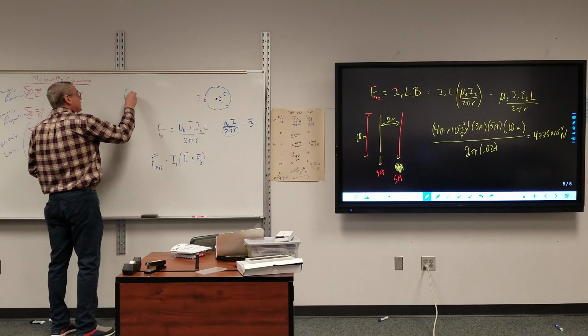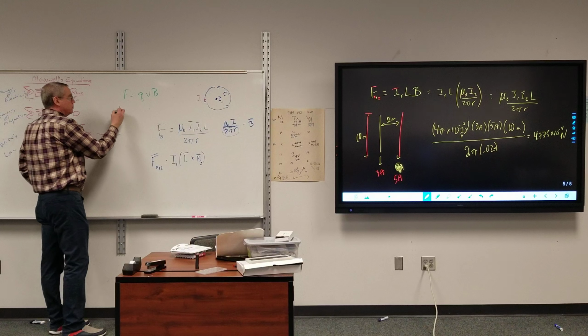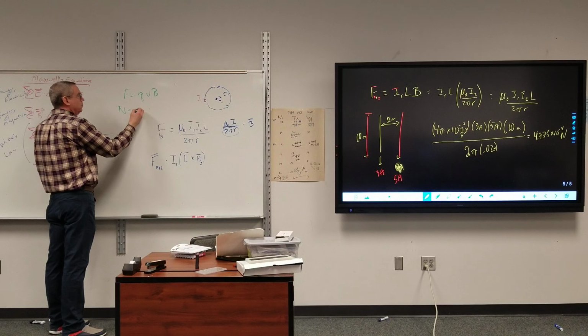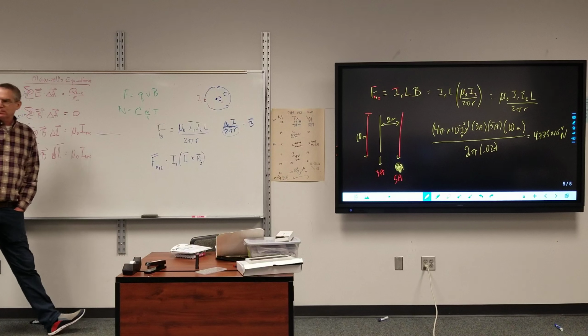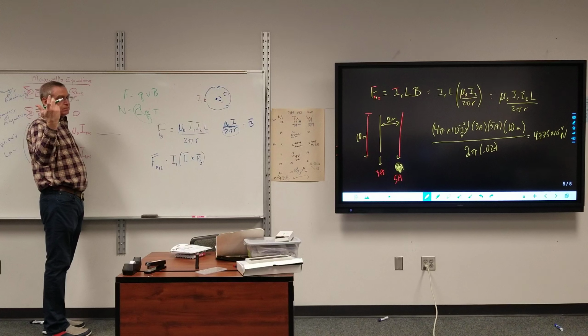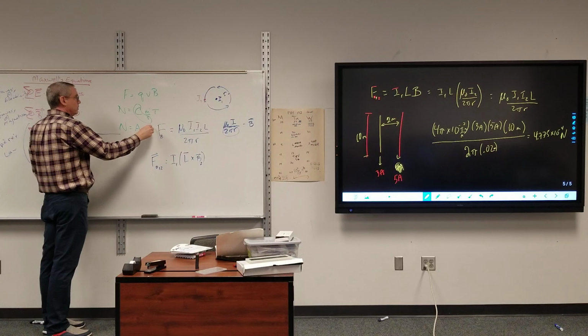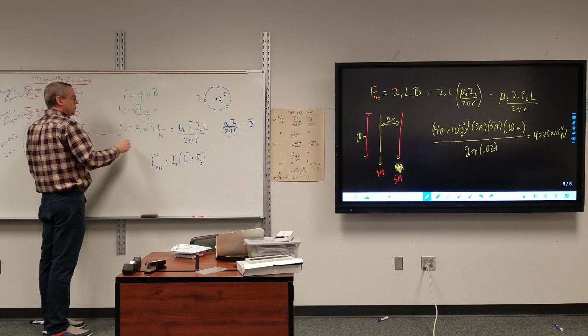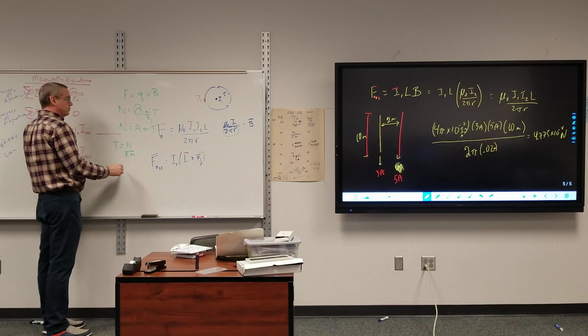I know F is equal to QVB in terms of units. So a Newton would be equal to a Coulomb meter per second Tesla. A Coulomb per second is an ampere, so a Newton is an ampere meter Tesla. So a Tesla is a Newton per ampere meter.